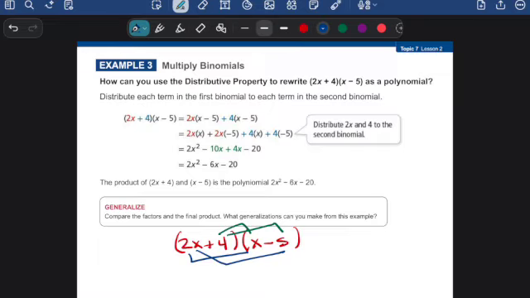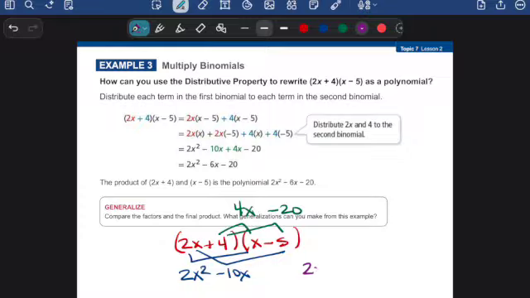2x times x is 2x squared. 2 times negative 5 is negative 10 times x. So there's those two terms. Now I'm going to distribute the 4. So 4 times x is 4x. 4 times negative 5 is negative 20. And then we're going to write it all out, combine everything.